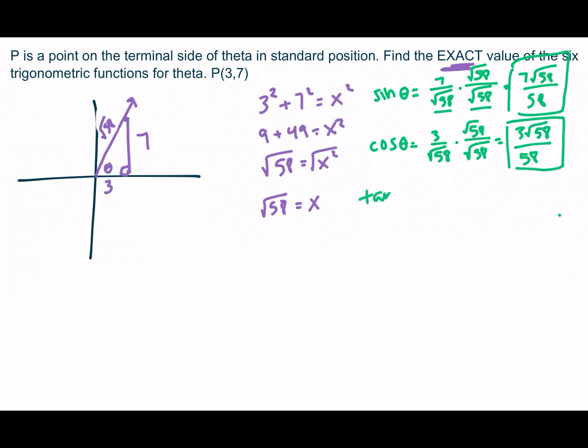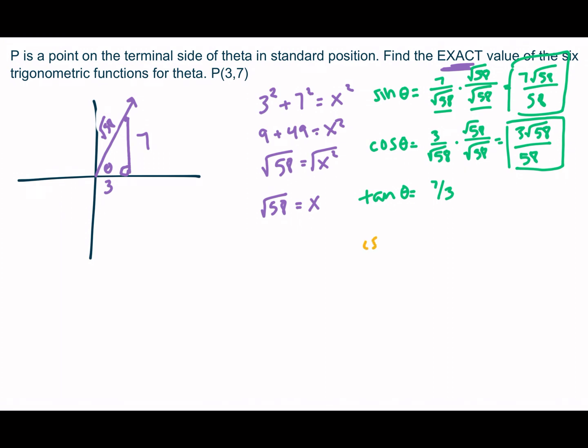Tangent is opposite over adjacent, 7 over 3. Here I don't have any radicals, so I don't have to worry about rationalizing anything. Now for the reciprocal functions, I'm going to flip each of my fractions.